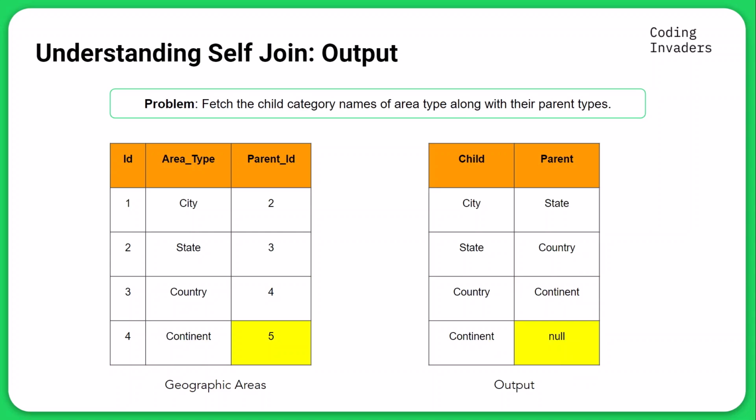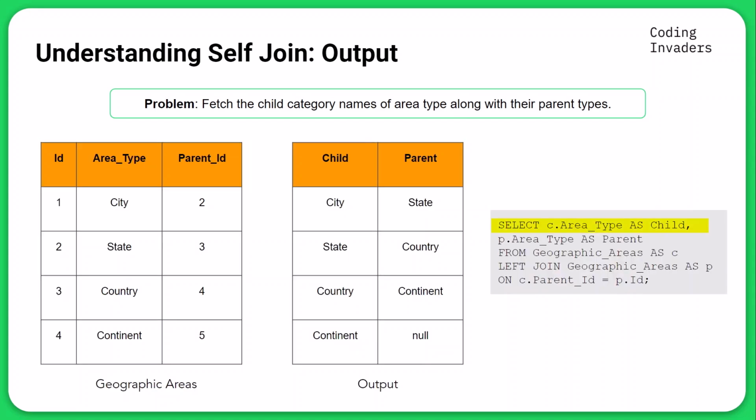So now let's see the code to solve this problem in SQL. Here is the code. Select C.area_type as child, P.area_type as parent. If you see, both the column names that we are picking up are the same, that is area type. From geographic areas as C, geographic areas is the table which we have aliased as C. Left join geographic areas. Again, I am joining it with the same table, but aliasing it with a different name as P.